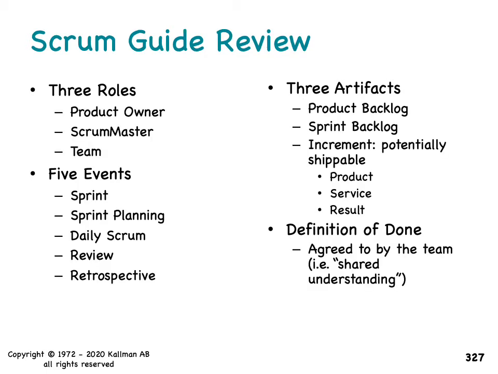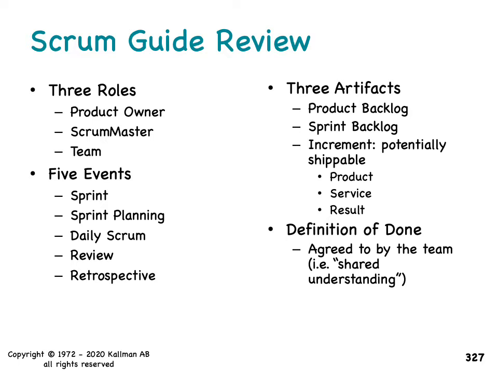The 3 roles in Scrum are product owner, Scrum Master, and team. On the next slide, you'll see those are in green text. And as we get further into this, we're going to look at the sprint planning, daily Scrum, the review, and the retrospective. Now, the review used to be called the demo, and it would be a demo of a potentially shippable increment of your product, service, or result. But they've changed the name over to review because you're reviewing the results with your stakeholders.